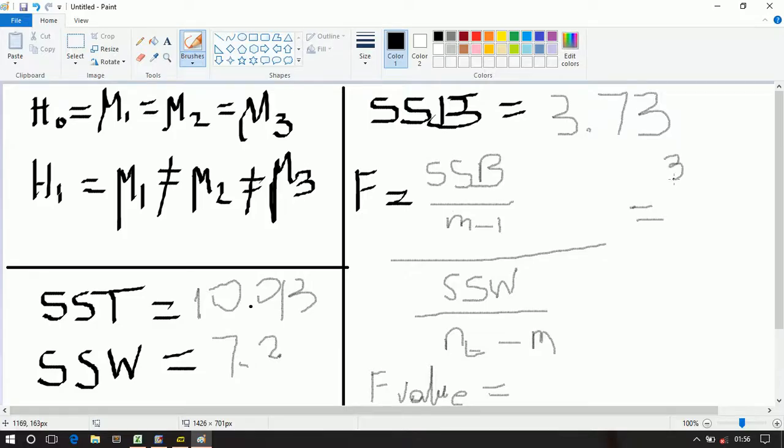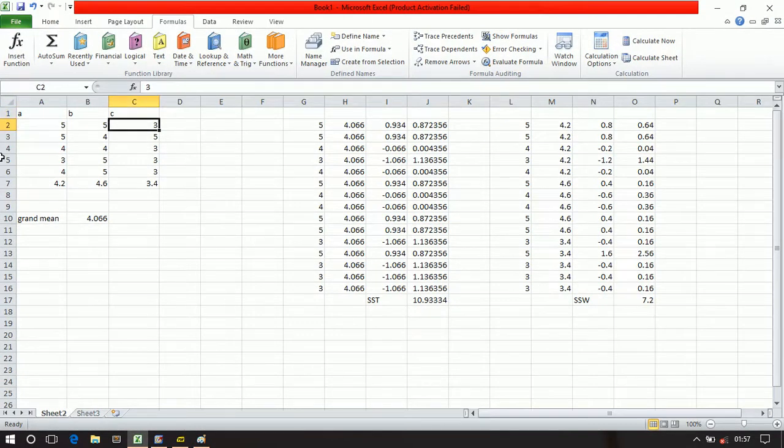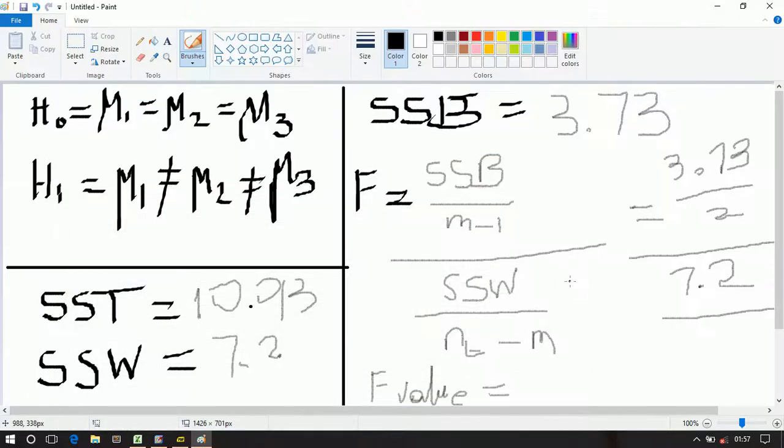For the F statistic, the value M is the degrees of freedom. We have A, B and C. So M is 3 minus 1, which will be 2, and in this entire formula we have SSB, SSW and M. Now the n of t says the number of count of values in our entire data set. We have 5 data points for each category, so the total data we have here is, if you see the count, 15. So 15 minus M, which is 3, gives us 12.